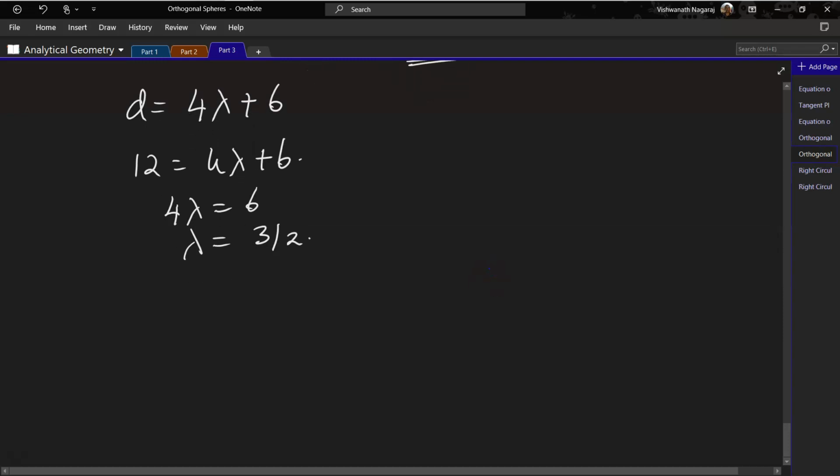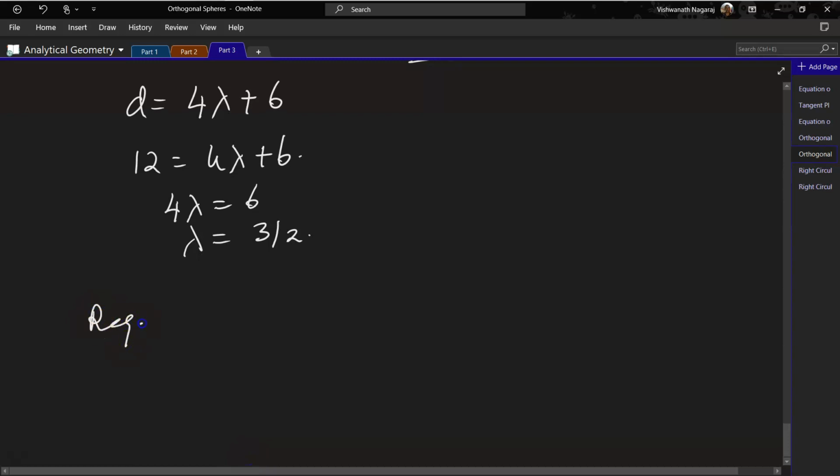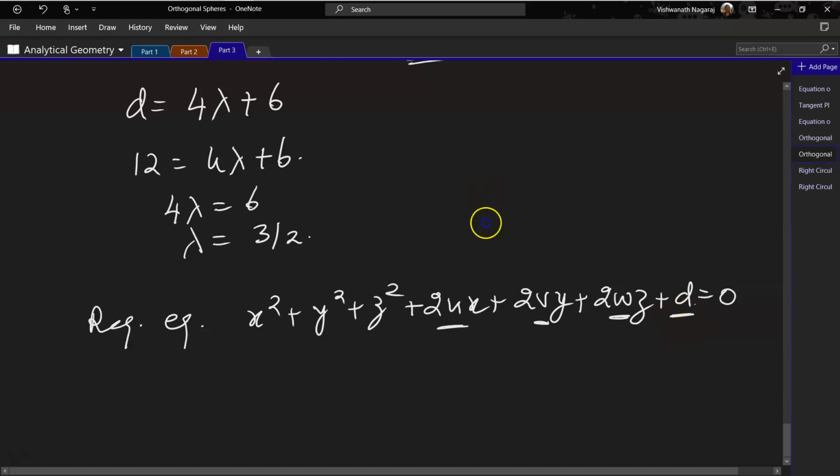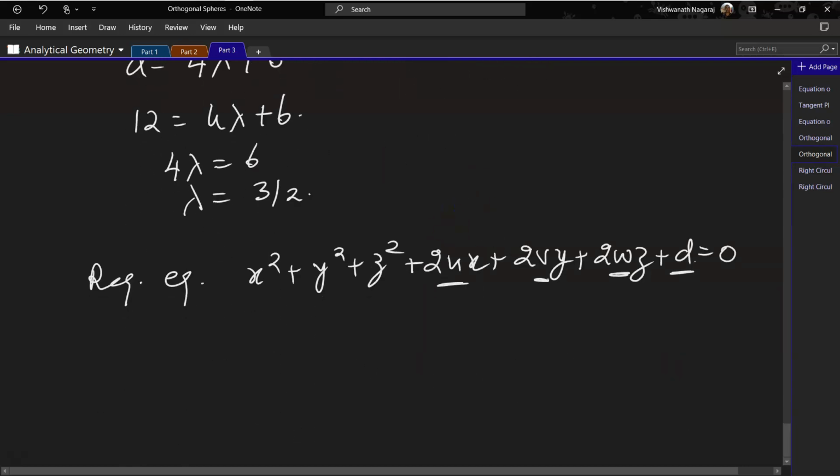Now remember, we had assumed that the required equation is x square plus y square plus z square plus 2ux plus 2vy plus 2wz plus d equal to 0. So u, v and w we require. d is 12. So now u is equal to what? We have already said this is 3 lambda minus 1. But lambda we know is 3 by 2.